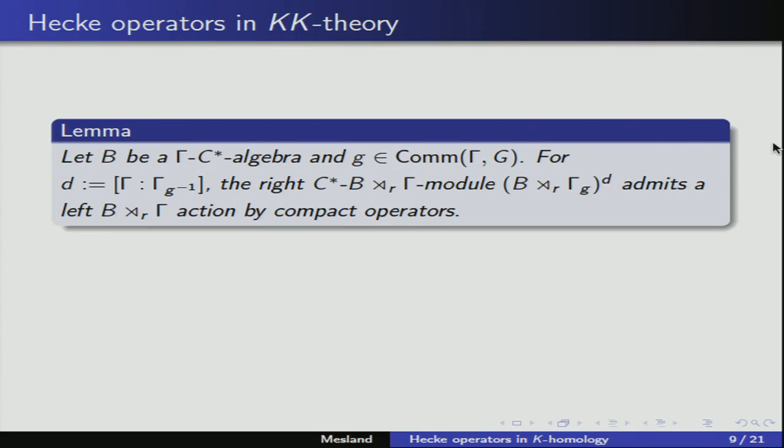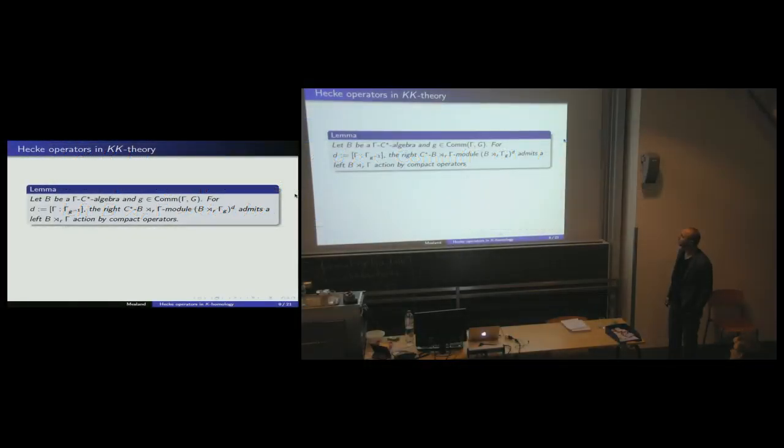What you do is you observe that if you have an element in the commensurator, then using this map T_gamma that I had on the slides before, you can actually define a left action of the reduced cross product on the cross product by this gamma g to the power d, because you get d elements in the smaller group. I'm not going to give you the formula, but you can do this. You use the permutation on this free module and these group elements.